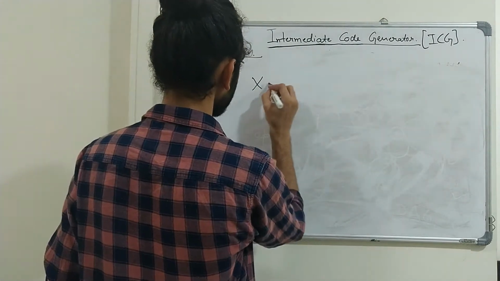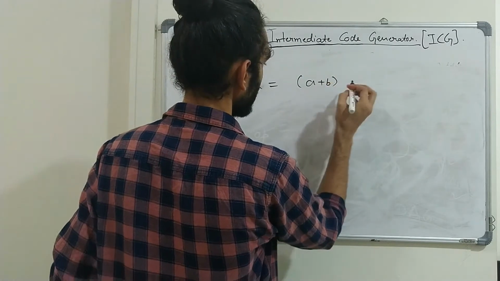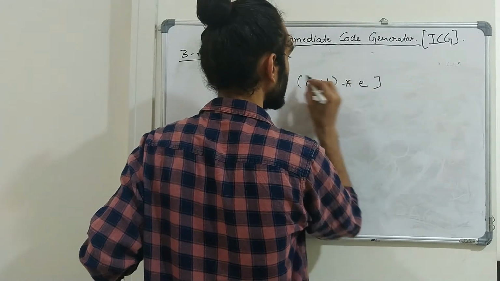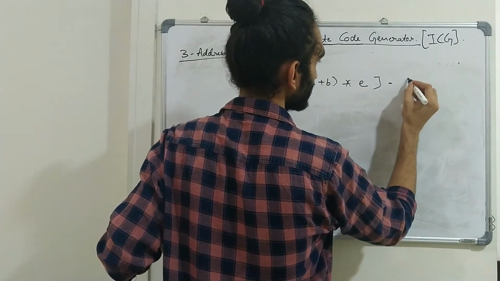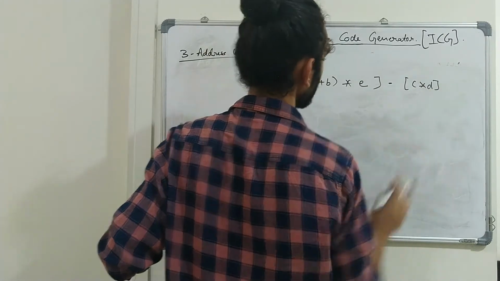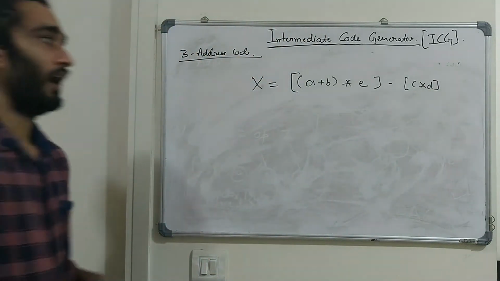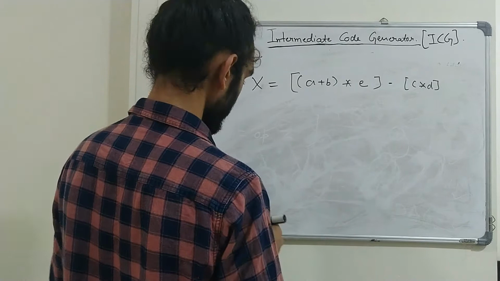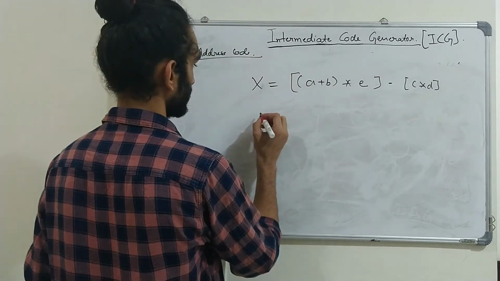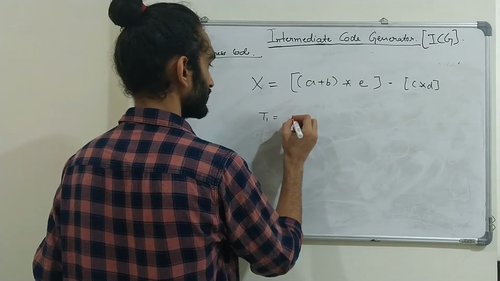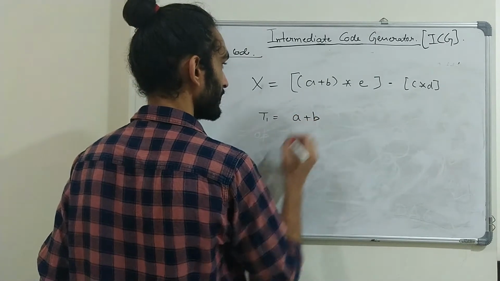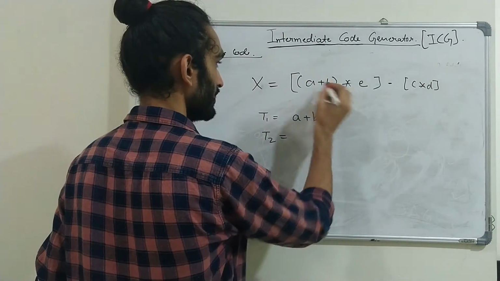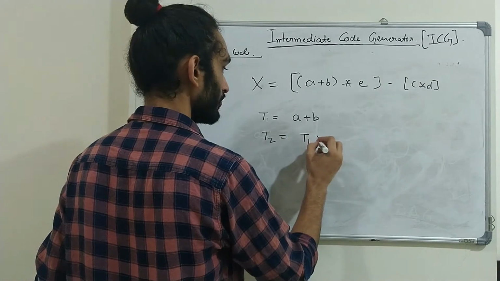So let's take an example: x = a plus b, say, into e minus c into d. So this is my expression, right? I want to write three address code for this. So what I'm going to do is simply use a temporary variable t1, which is going to be assigned as a plus b, right? Now I'm going to use a temporary variable t2, which is t1 into e.